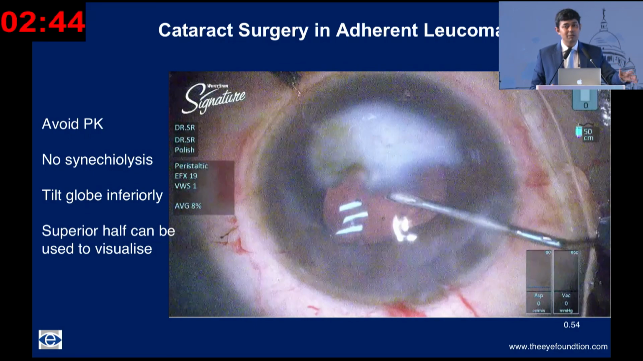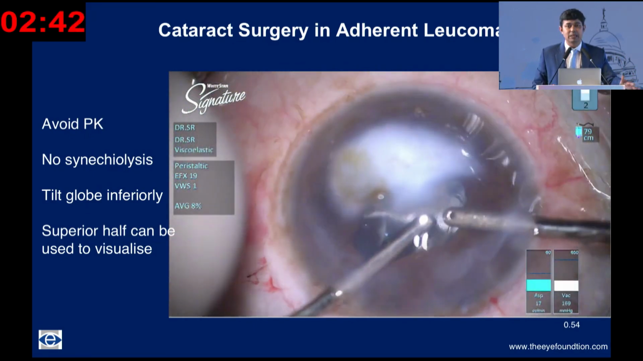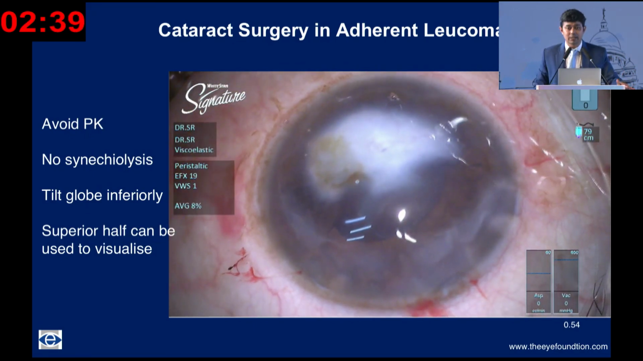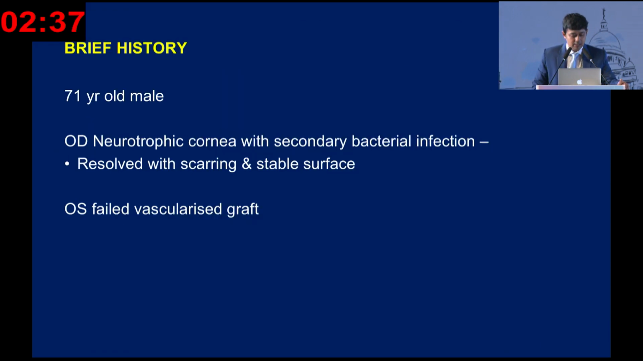These patients will go back to having the best corrected visual acuity that they have maintained right through in their life, and they will be quite happy. Doing a PK can have disastrous results.